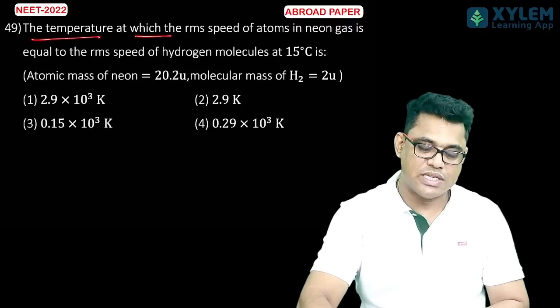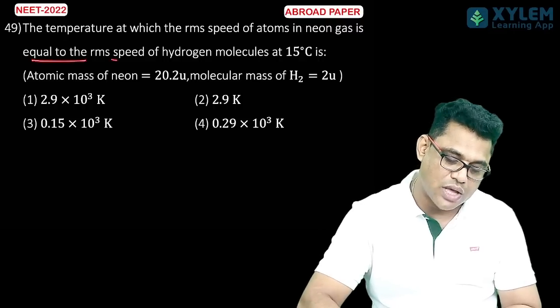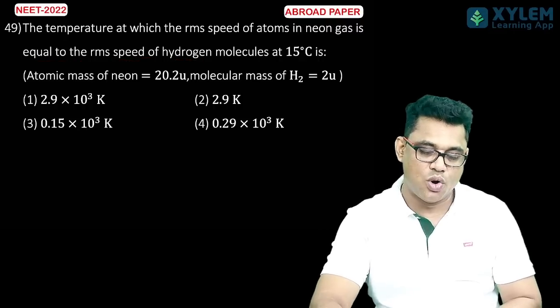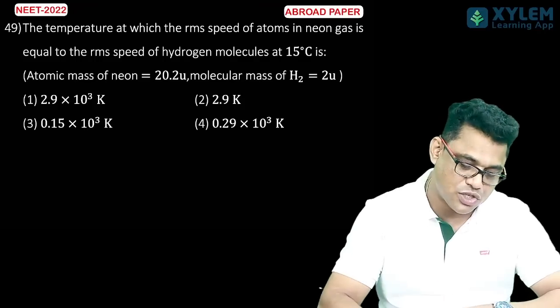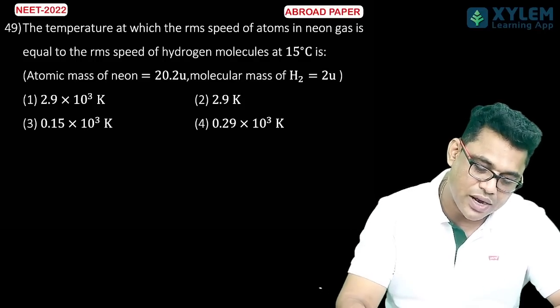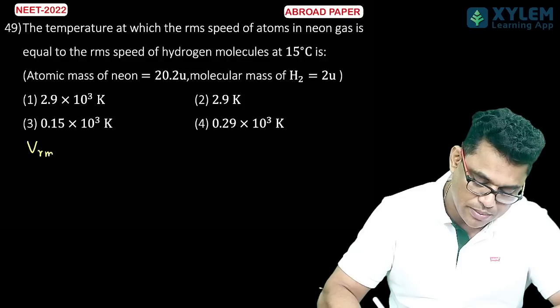49th question. The temperature at which the RMS velocity of an atom in neon gas is equal to the RMS velocity of a hydrogen molecule at 15 degrees Celsius is. Both the gases should have the same RMS velocity, isn't it? Therefore, let us write the equation for RMS velocity. What is VRMS? VRMS.